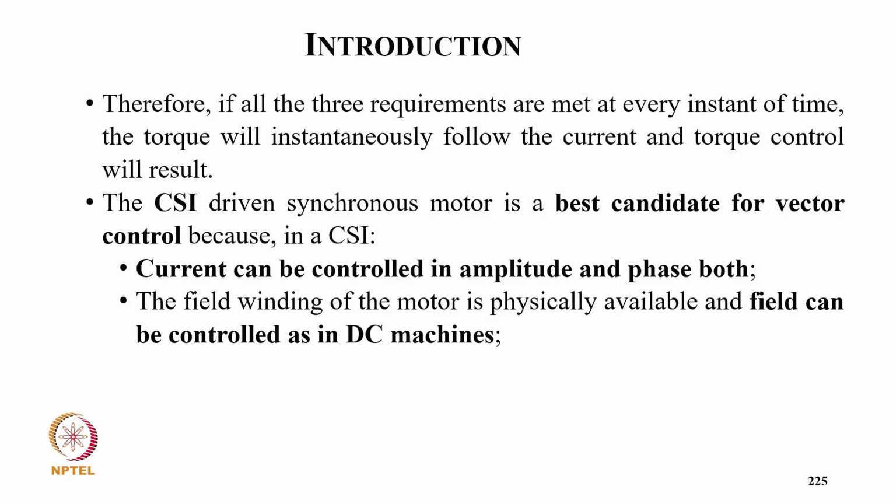The current source inverter driven synchronous motor is the best candidate for vector control, because in a CSI, current can be controlled in amplitude and phase both, and the field winding of the motor is physically available, and the field can be controlled as in a DC machine.